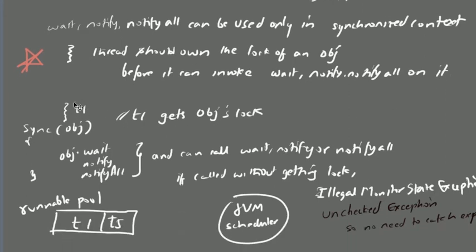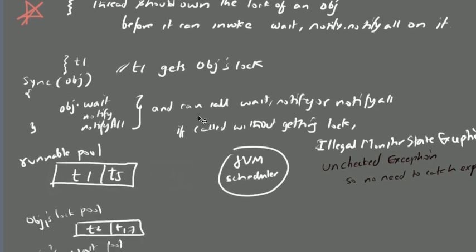So if T1 were a thread, T1 at this point gets the object's lock and invokes wait on the object's lock. Now this is only valid because T1 has already obtained the object's lock. So for T1 to be able to invoke either wait, notify, or notifyAll on an object obj, it has to have the lock of obj.